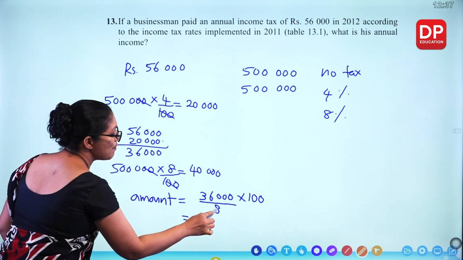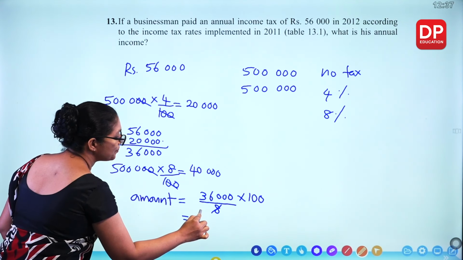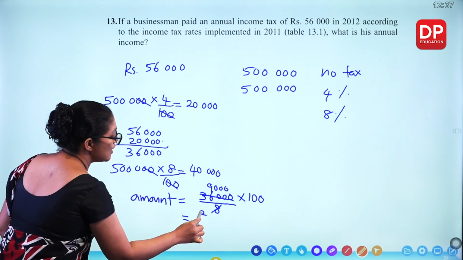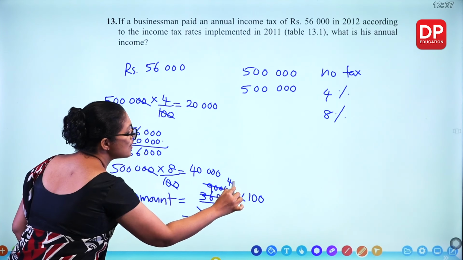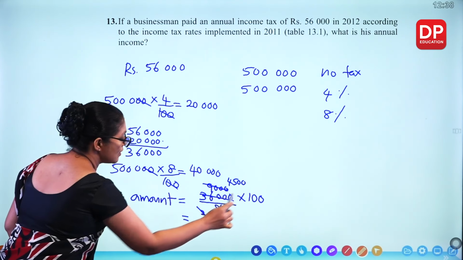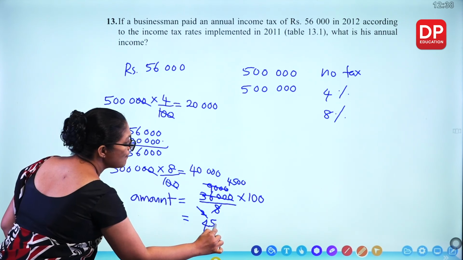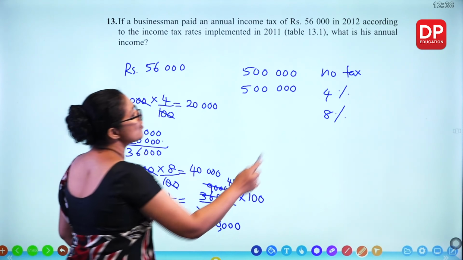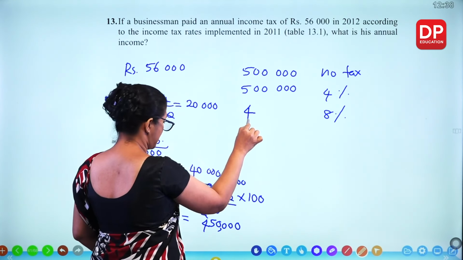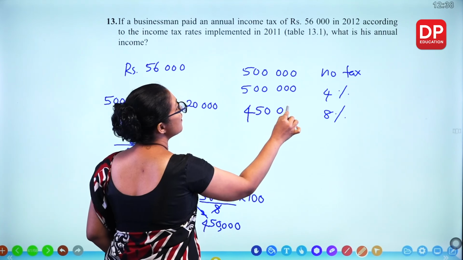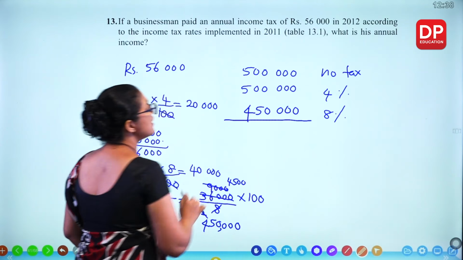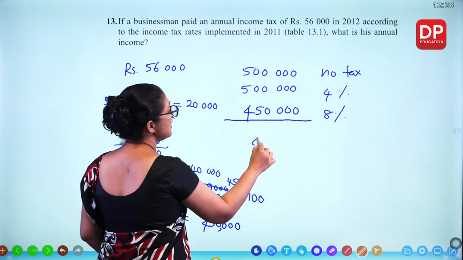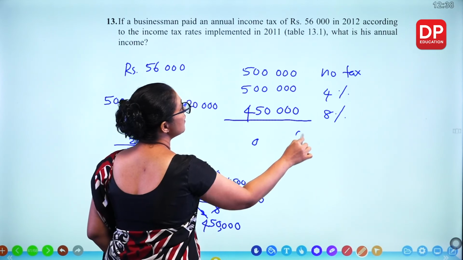What's the value? Divide by 4. 4 times 9, 9,000. Here divide by 2 again, 4,500. So multiply by 100, so 450,000. So for this 8%, you are getting only 450,000. So the total of all these is the annual income. So what's the annual income? So I can add all together.